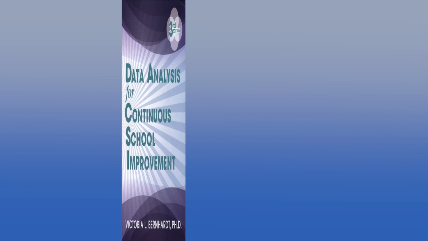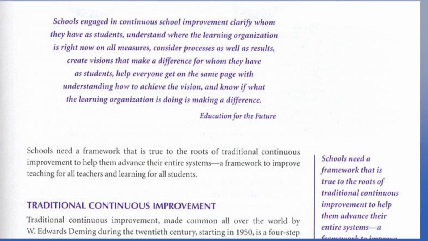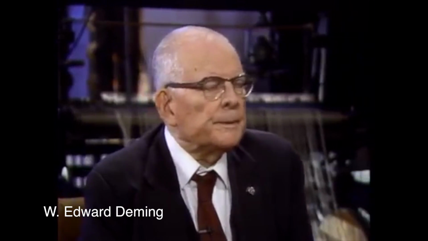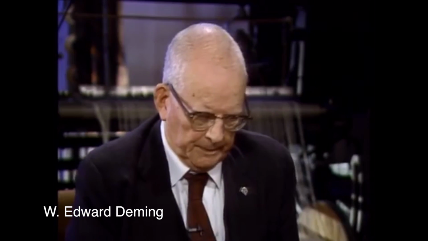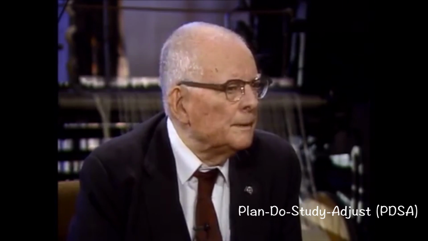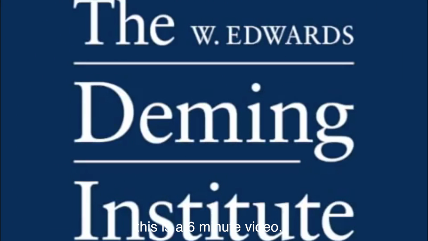On page 11 of the Bernhardt text, the author begins the chapter by writing, "Traditional continuous improvement, made common all over the world by W. Edward Deming during the 20th century, starting in 1950, is a four-step plan to check act, PDCA, or plan to study adjust, PDSA cycle, also known as the Deming cycle, that guides organizations through process improvement using the scientific method of hypothesis, experiment and evaluation." Let's take a quick look at Deming's life and approach to solving organizational problems.